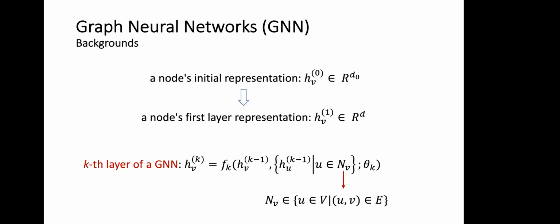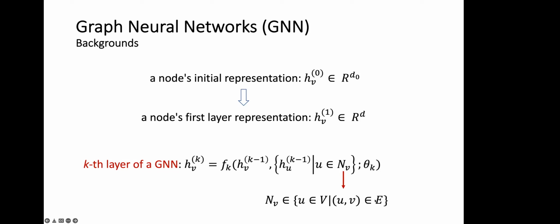So then a graph neural network layer updates each node's representation given its neighbors, and we get a node's first layer representation, h_V^1. 1 is the layer 1. It belongs to R^D. D is the dimension of the node representation in this layer, and it can be different from the dimension of the initial representation vector.